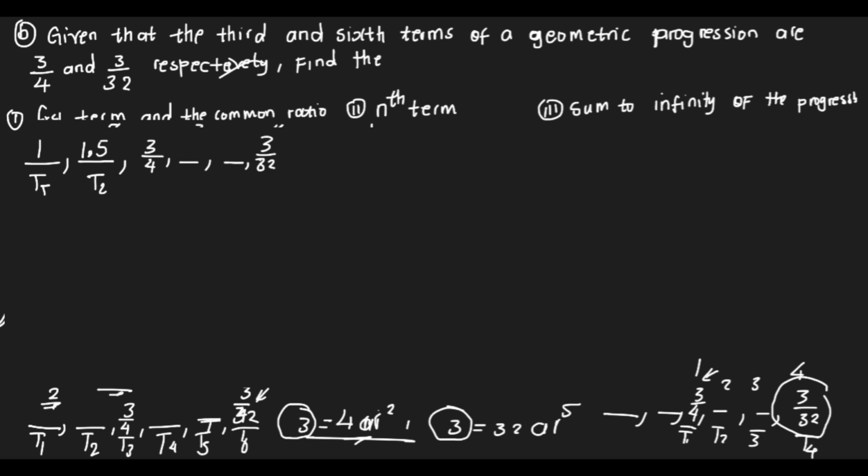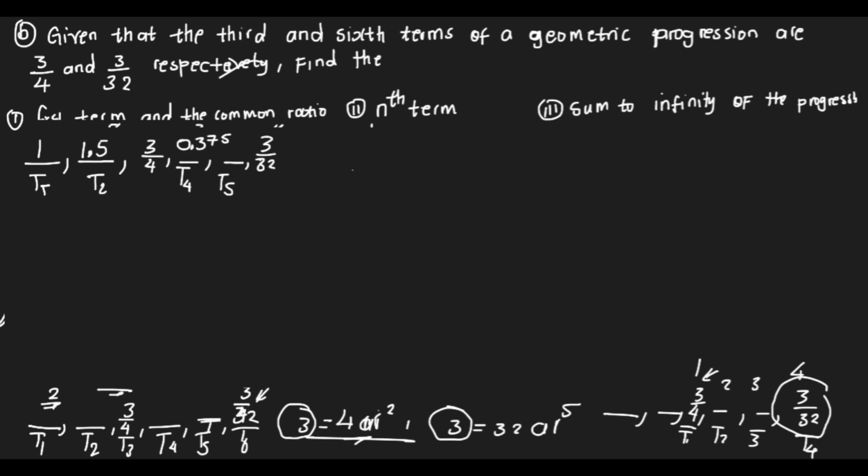Okay, so now for us to find the fourth term and the fifth term, we can multiply 0.5 by 3 over 4. So 3 over 4 times 0.5, here we have 0.375. Times 0.5 again, 0.1875 as our fifth term.